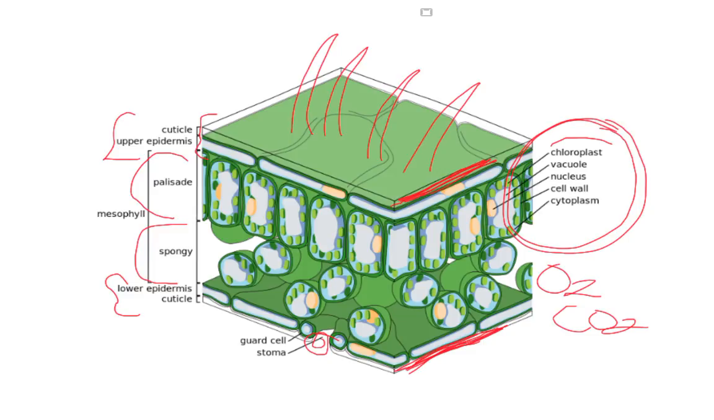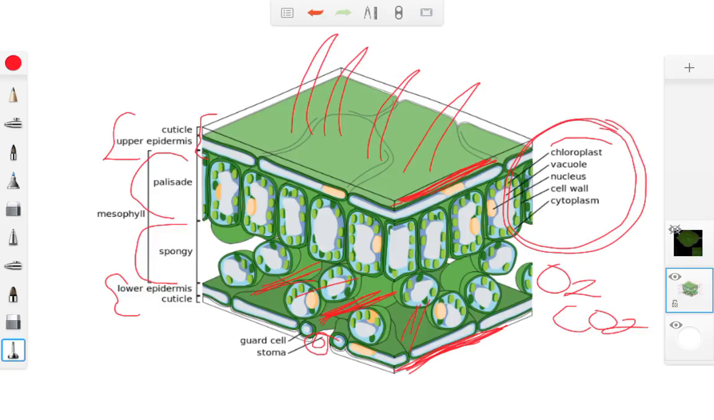Now we're going to look at the veins. The veins are also contained inside here, in this spongy layer. That's where you find the veins of the leaf. Now these veins of the leaf, let me open a diagram.